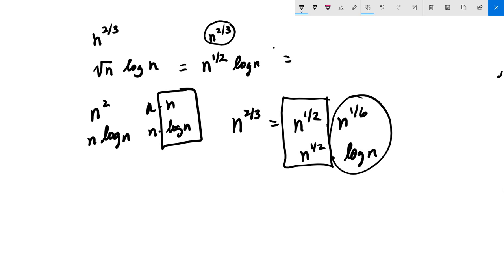There was another example in the midterm. It was n log n.